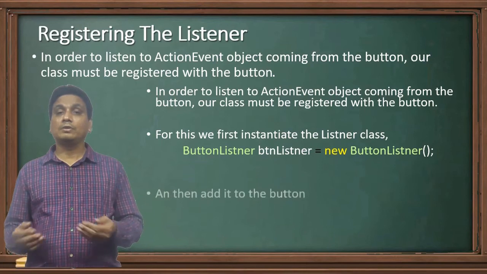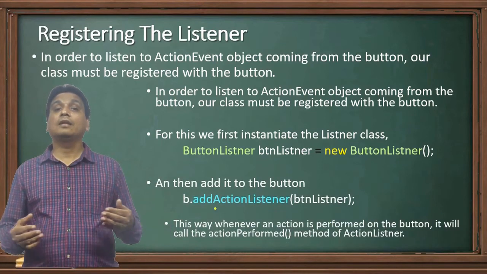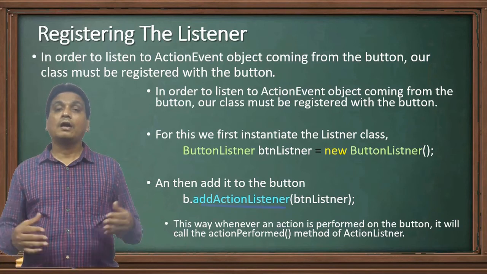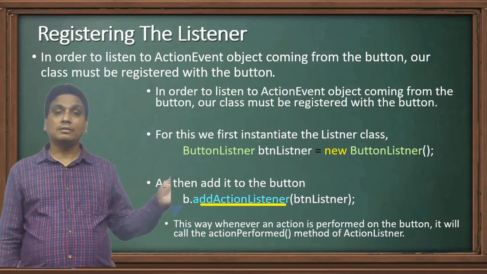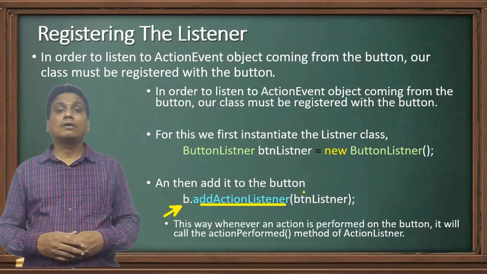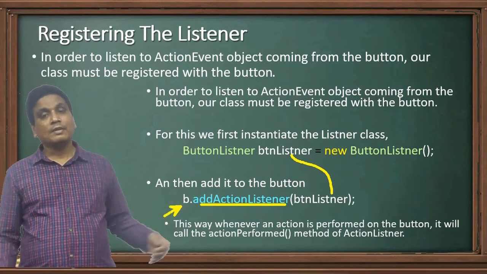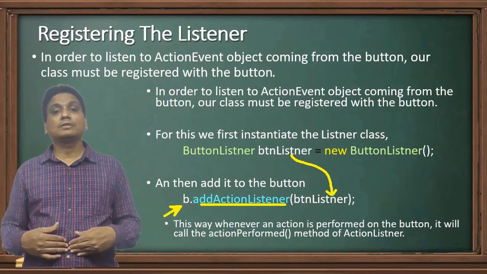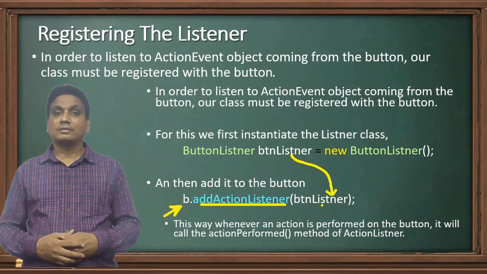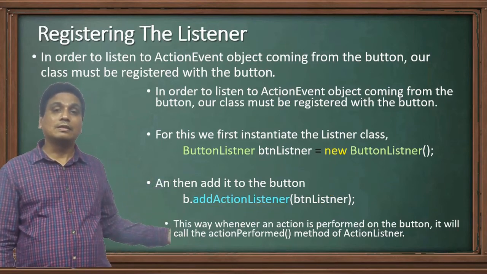Then I am supposed to hook it to the button. How do I do that? I call the addActionListener method on the button. Assume that this is a button. So I call addActionListener on that button, and then I pass the button listener to register the listener with the component.